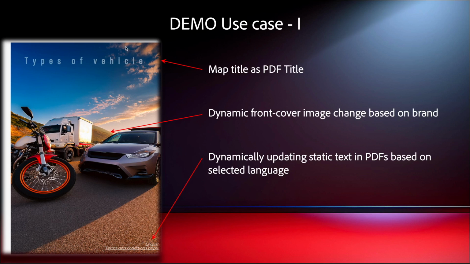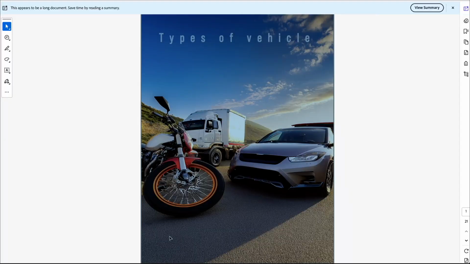The title of the page will automatically change as you change the brand or as you change the map. Similarly, you can also change the front cover image based on which brand you are publishing. And third, based on the language in which you are publishing, the static text will automatically change. For example, if I change my language to French, this text will automatically change into French. Now, let's jump to the final PDF and see how it will look.